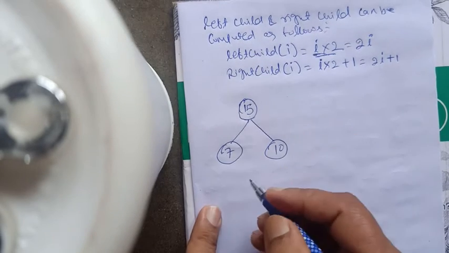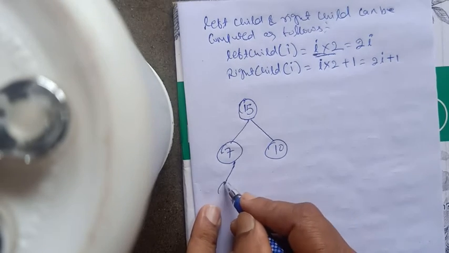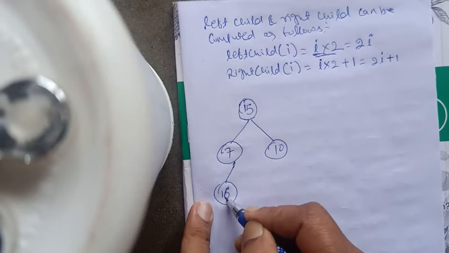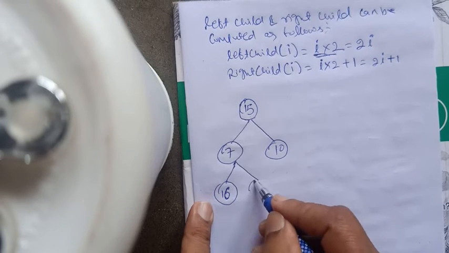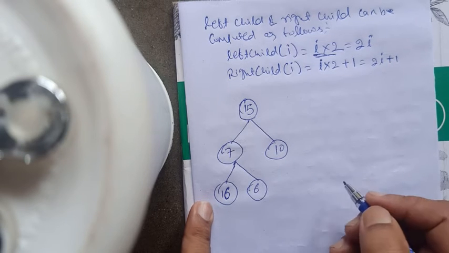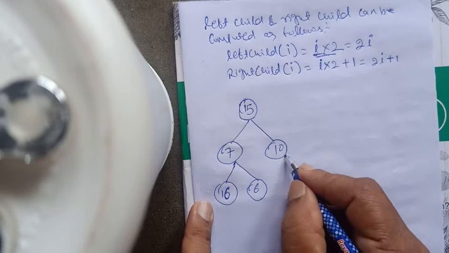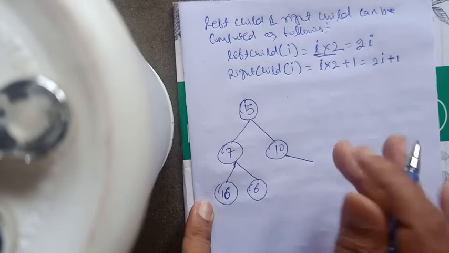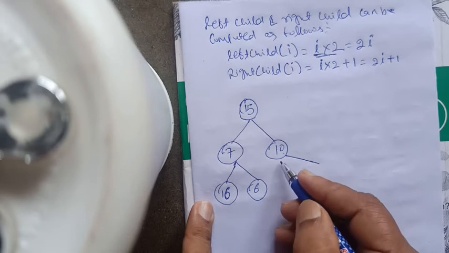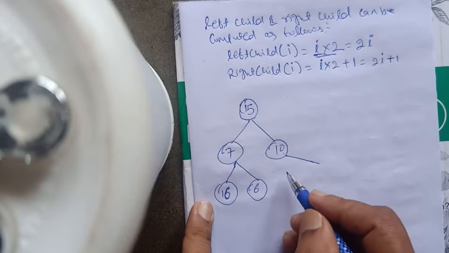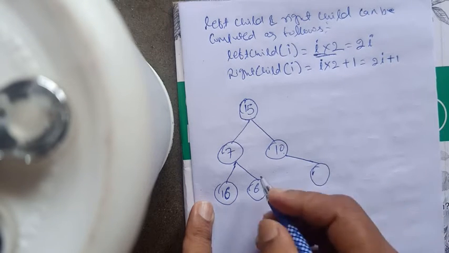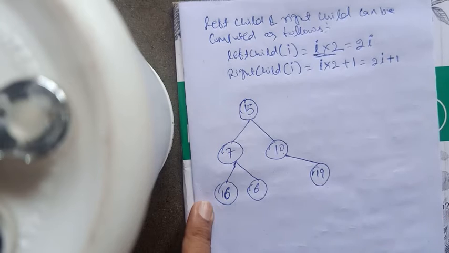So this is level 2. Then 7 has a left child, let's say 16. Its right child is, let's say, 6. Let us assume 10 doesn't have any left child, but it has a right child. It is not necessary to fill all the nodes. Its left child may be empty, but it has a right child, and the right child is, let's say, 19.